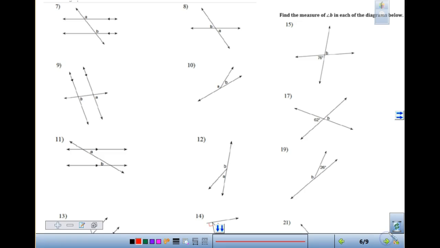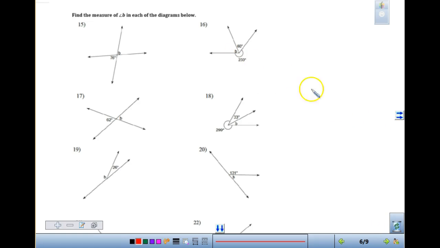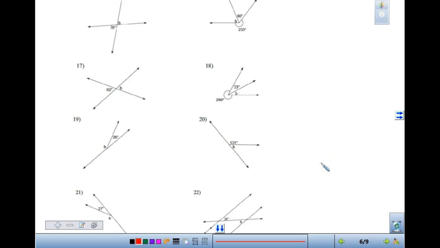Please turn to the next page. You are asked again to tell how the angles are related through 14. When you look at that next page, 15 through 22, you're asked to find. Now the reason that it takes so many pages is all these drawings, right? So it can't be just on one page.